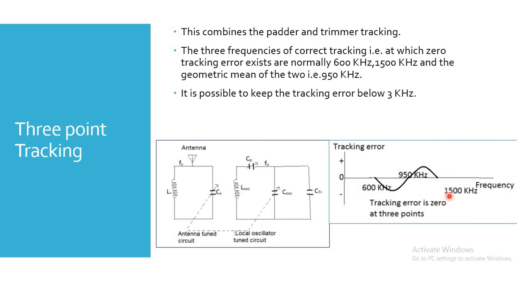The next type of tracking is 3-point tracking. 3-point tracking is a combination of padded tracking and trimmer tracking. So we have two capacitors. The first one is connected in series with the local oscillator capacitor, and the second one is connected in parallel. Therefore it is called 3-point tracking. Why? Because there are 3 points where the error is 0.